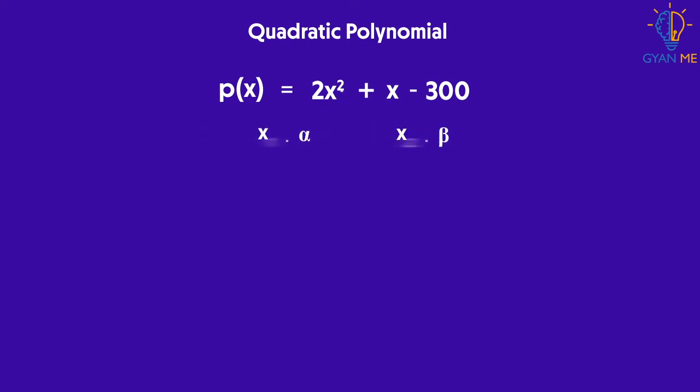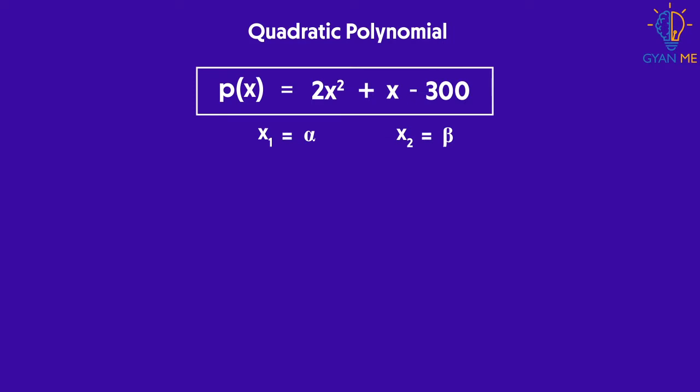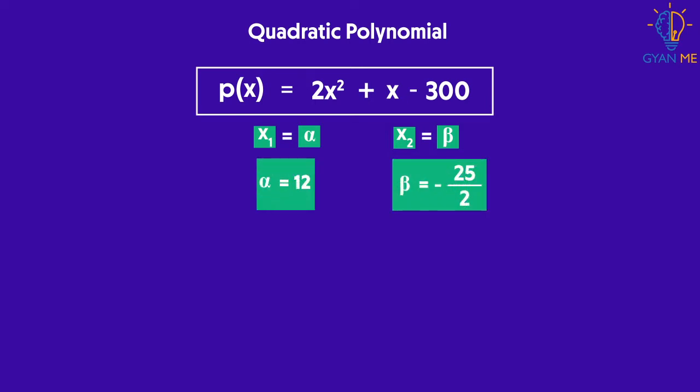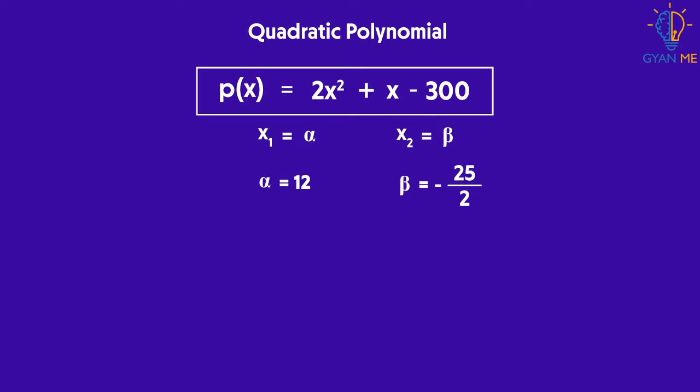Now if you solve this polynomial 2x squared plus x minus 300, you'll find that one zero for this polynomial is 12 and the other is minus 25 by 2. That is, these are the values of x which, when you put them in the polynomial, make it reduce to 0. So you can say that alpha and beta, that is, the zeros of this polynomial, are 12 and minus 25 by 2 respectively.